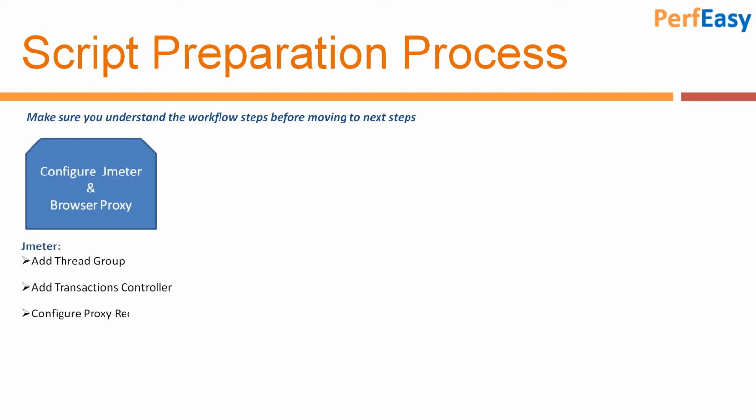Then we set up the JMeter, add the thread groups, add transaction controller, configure the proxy so that the recording can happen on the JMeter. On the browser side, we set the proxy, we clear the cookie and cache. So this is a best practice that we should all follow.